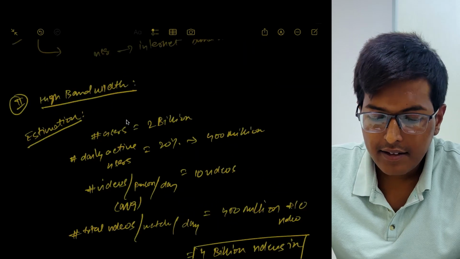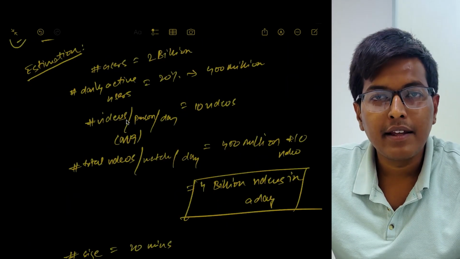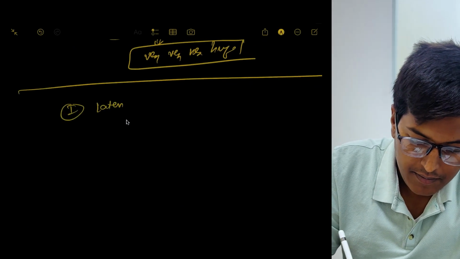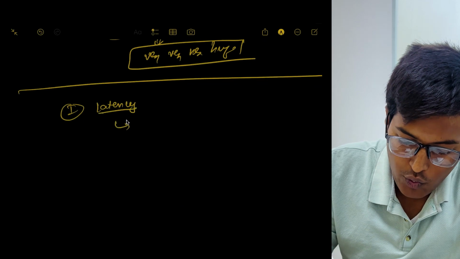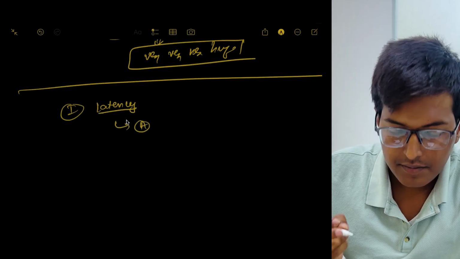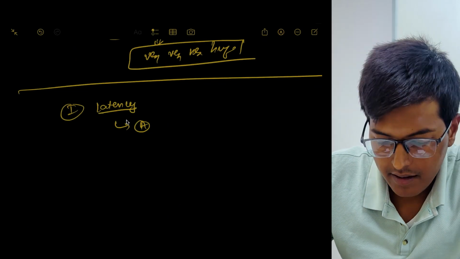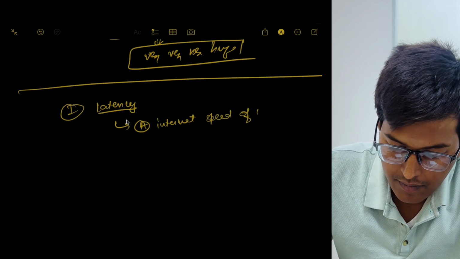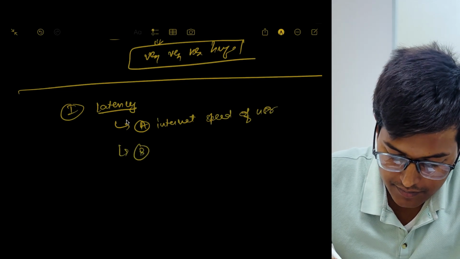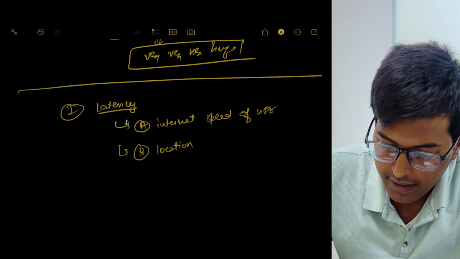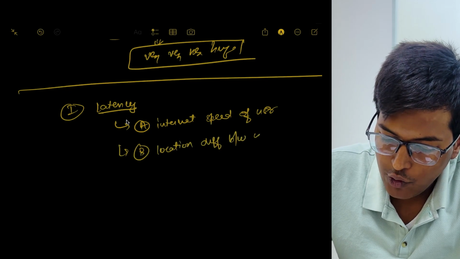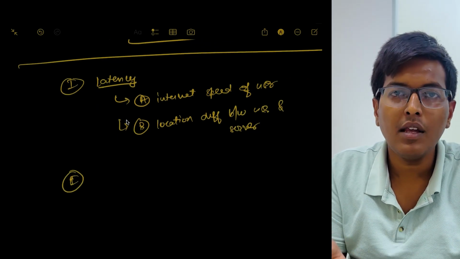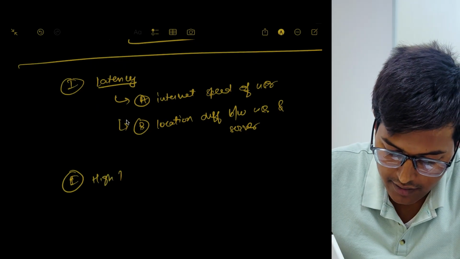These are the two challenges that come with scalability. One of those challenges is latency. Latency is caused by two reasons. One being the internet speed of the user, and the second being the location difference between user and server. And the second challenge being the high bandwidth requirement.